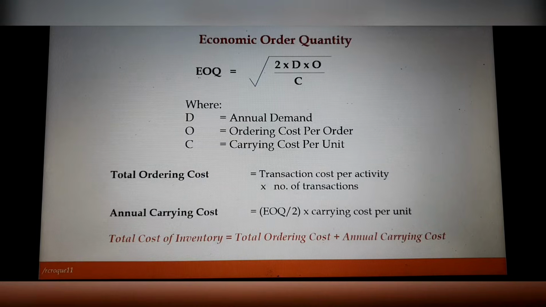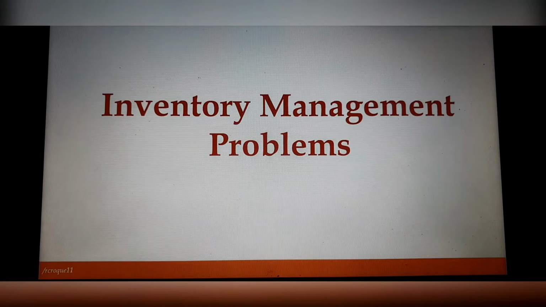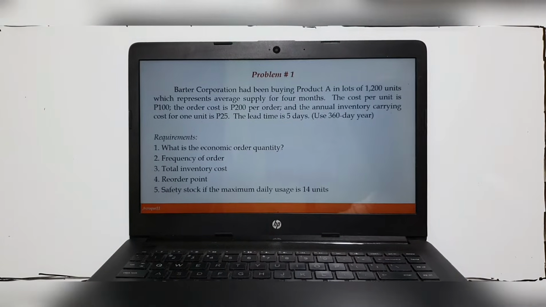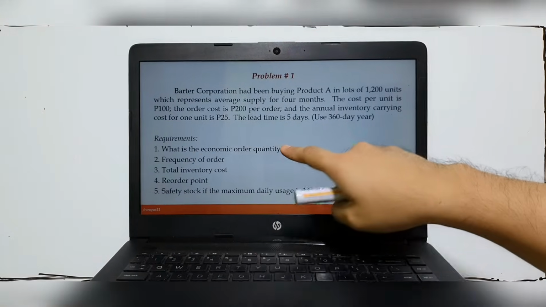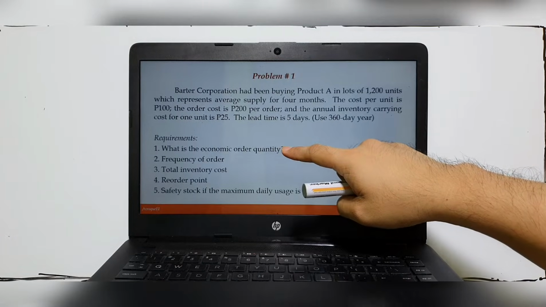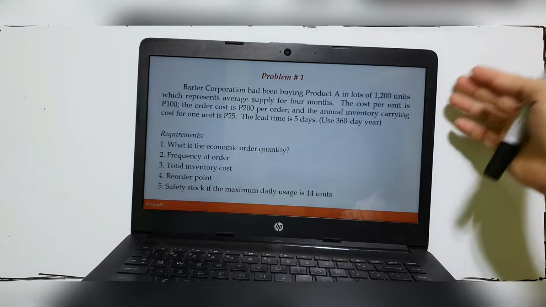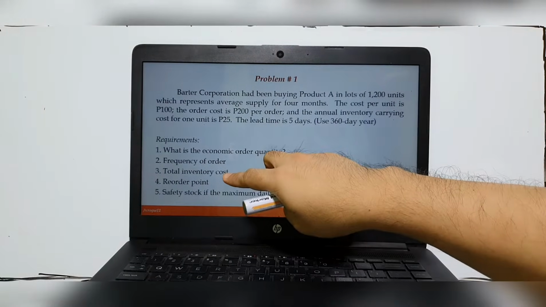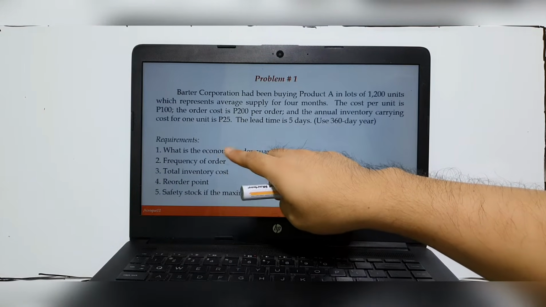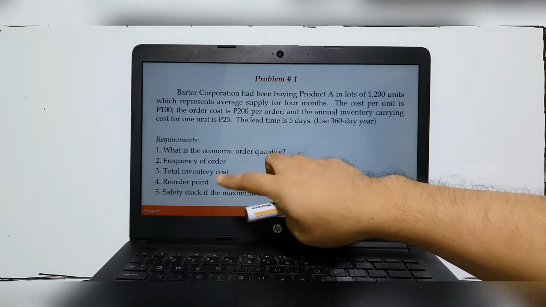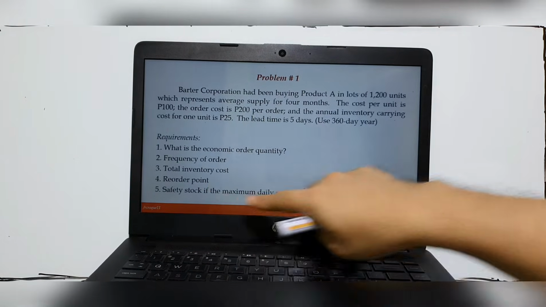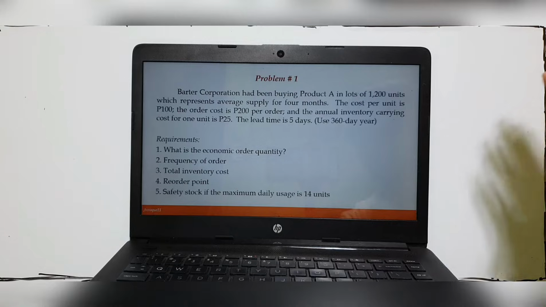Okay, so let's try to solve some inventory management problems this time. Okay, so let's start with problem number 1. So, the requirements are, we are asked to compute for our EOQ, and then we determine the frequency of order in number of days, and then magkano yung inventory cost or relevant cost associated with that EOQ, and then the reorder point, and your safety stock or what we call buffer.